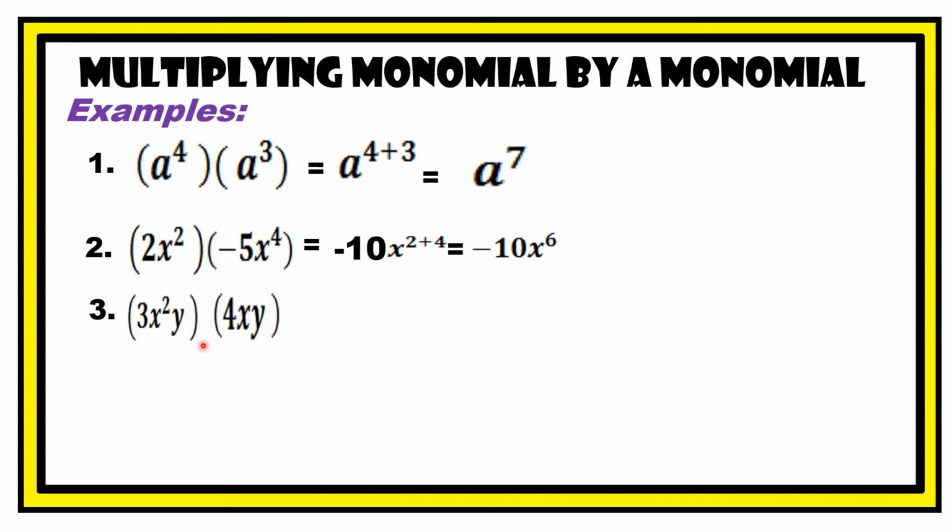Number 3, 3x squared y times 4xy. So again, multiply natin yung numerical coefficient, 3 and 4. So 3 times 4 is equal to 12. Then multiply natin yung x squared times x. So we have x raised to 2 plus 1. This time, multiply naman natin yung y times y. So we have y raised to 1 plus 1. So this is now equal to 12x cubed y squared. So ito yung final answer natin.